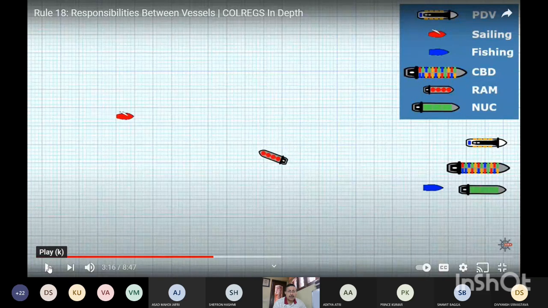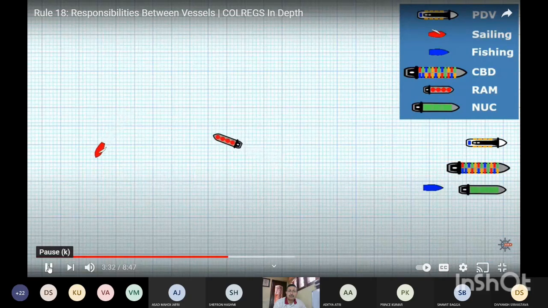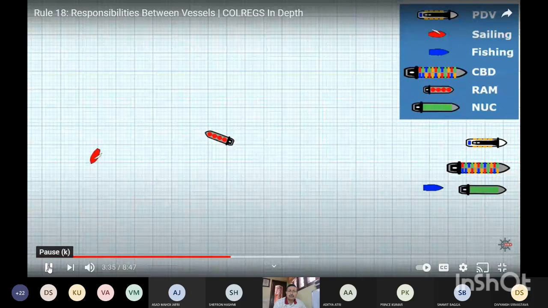Fine. And we know we're going to be keeping out of the way because it's Rule 18, so the sailing vessel has to keep out of the way of, among other things, a vessel restricted in ability to manoeuvre. Again, it doesn't say what action she's got to take, she's just got to keep out of the way. So in this case, she's come down and she's heading south and keeping well clear of the vessel restricted in her ability to manoeuvre.